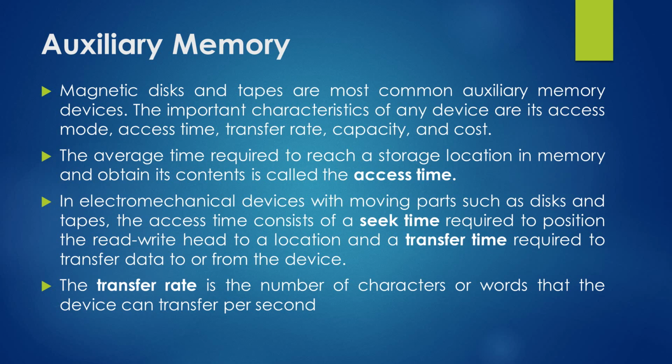Moving through the first point, magnetic disks and tapes are the most common auxiliary memory devices. The important characteristics of any device are its access mode, access time, transfer rate, capacity and cost. When I was discussing memory hierarchy, I told you that the faster the memory, the more expensive it is. That means the memory which is faster tends to be more expensive.